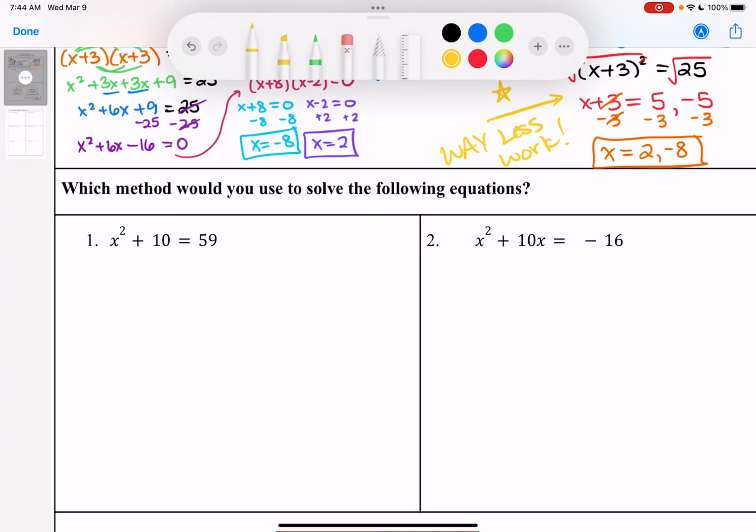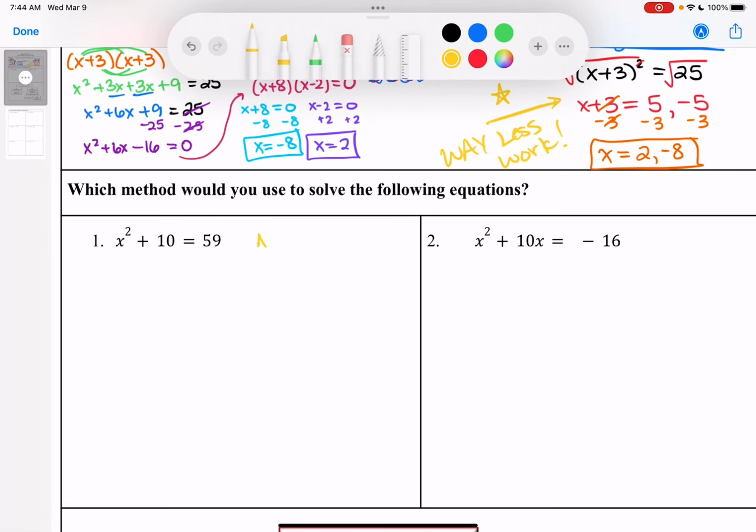So if I look at number 1, it says x squared plus 10 equals 59. If you analyze that really carefully, I see that I have an x squared, but then I just have a plain 10 and a plain 59. If you notice in this one, there is no x term. There's an x squared, so I know it's a quadratic equation, but there's no x term.